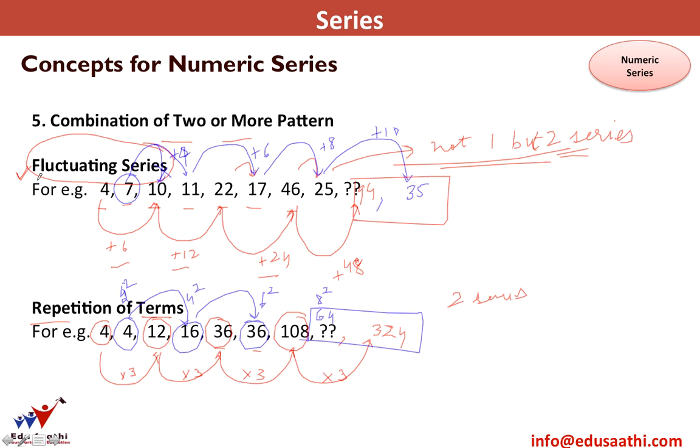So make sure then whenever you have a fluctuating series or a repetition of terms, definitely the question is made up of not one but two series.